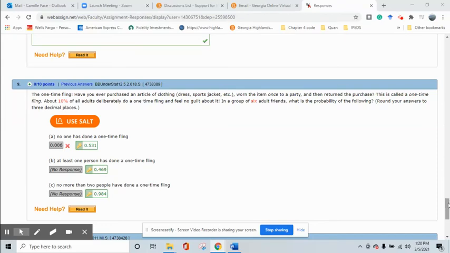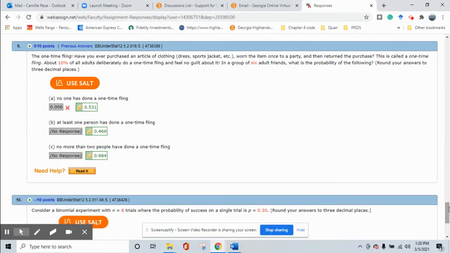Hey, I was going to show you a problem that's causing some people some issues. I'm in binomial, in homework 5.2, and there's a problem, the one-time fling. Have you ever purchased an article of clothing and worn it once to a party and then returned the purchase? This is called a one-time fling.